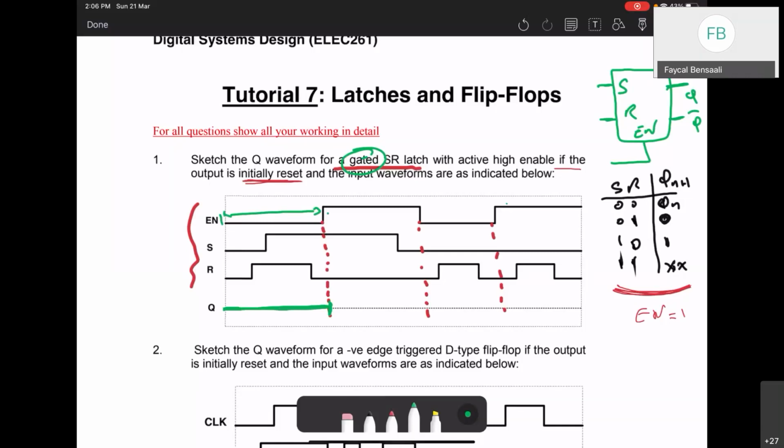So what is S? S is 1 and R is 0. So what does it mean? S is set, which means the output goes to 1. So we need to go to 1 here, and it stays 1 as long as S is 1 and R is 0. But here we have a change. So this is another important time that we need to consider.